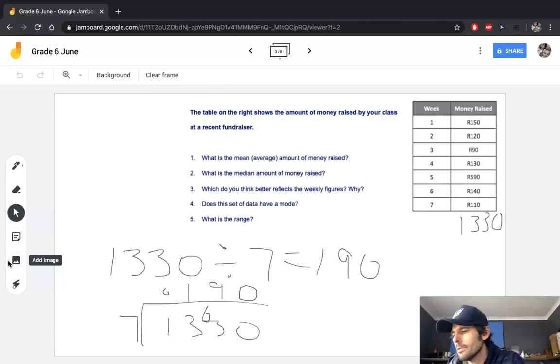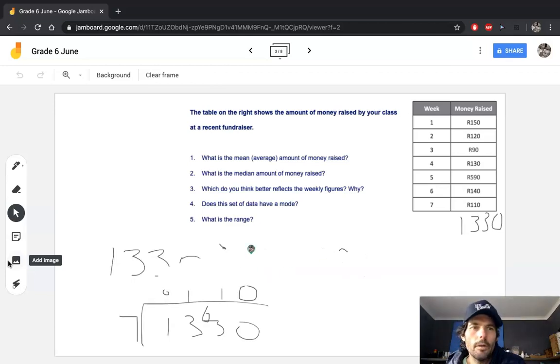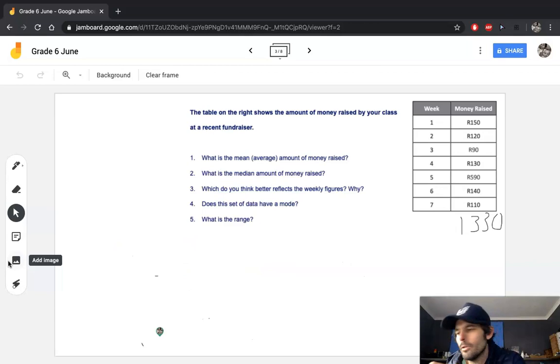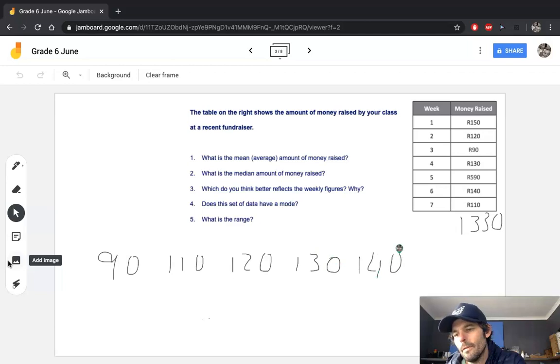The median amount, so just to recap, for a median we need to put all the numbers down, but we need to put them in ascending order. So remember, ascending is smallest to biggest. Your smallest amount there is 90. Okay, your next amount there is 110, then 120, then 130, okay, 140, 150, and there's 590, which is a little bit of an outlier or a rogue value.